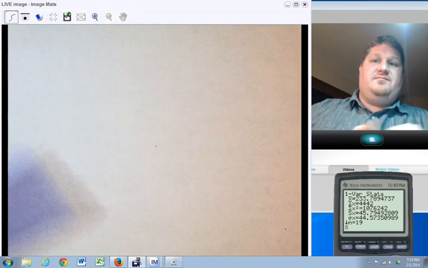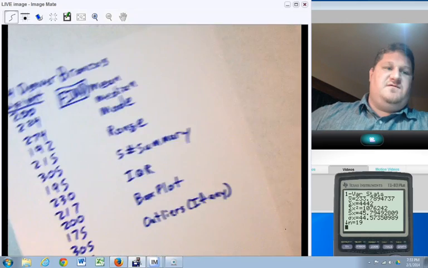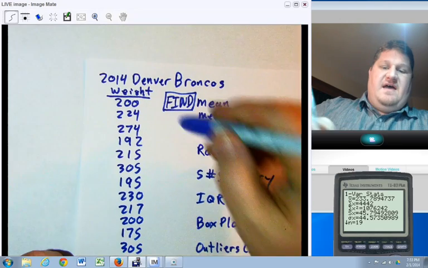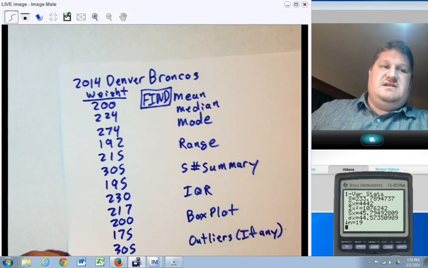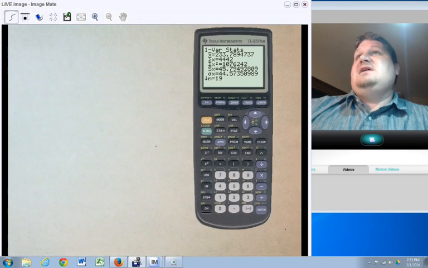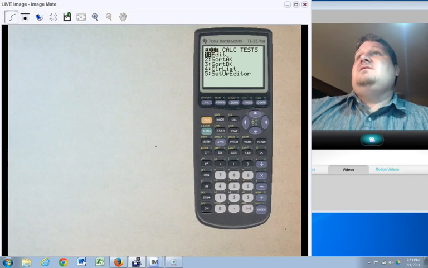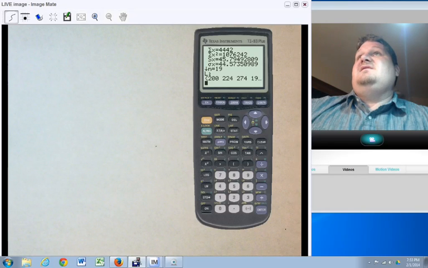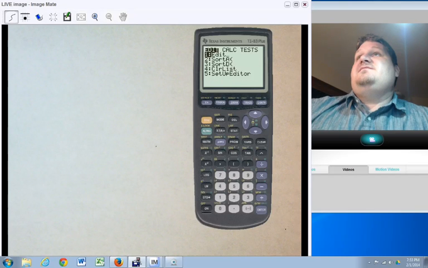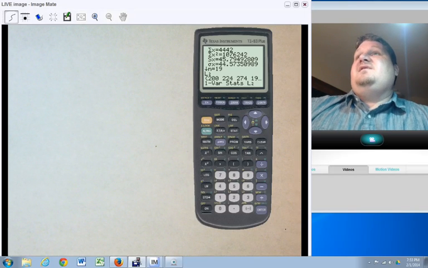The final example we're going to do, we're going to take those 2014 Denver Broncos that we worked on in the previous sets of examples. And what I've done is I've taken them and put them into the calculator and dumped them in as a list. I've gone and done all the calculations on it. So calculate one variable stats on second list L2 and come up with some values here.